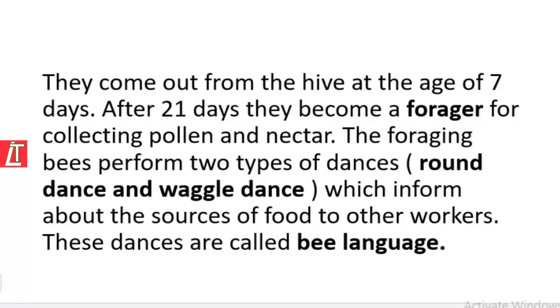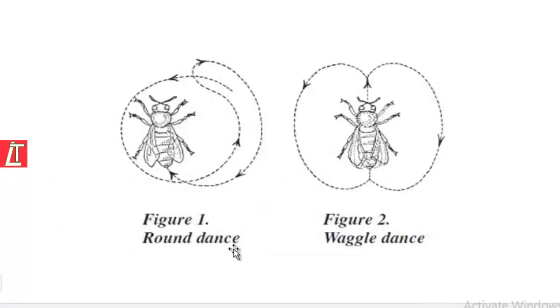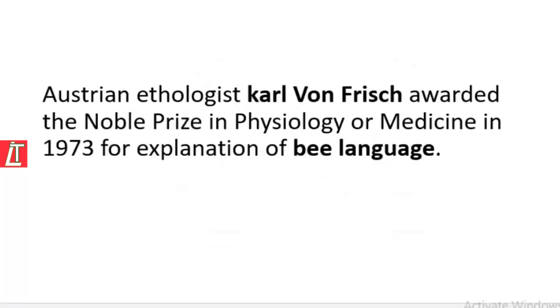The foraging bees perform 2 types of dances, round dance and wiggle dance, which inform about the sources of food to other workers. These dances are called bee language. Here is the picture: round dance and wiggle dance. Austrian ethologist Karl von Frisch was awarded the Nobel Prize in Physiology or Medicine in 1973 for explanation of bee language.